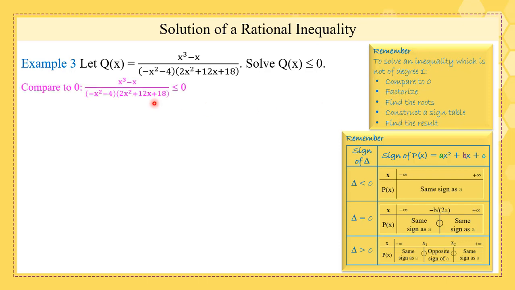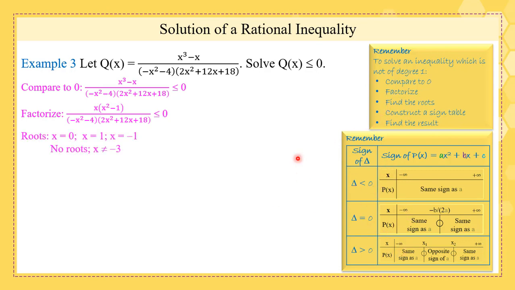First, we compare to 0, and it's already compared. Second, we try to factorize. Now, if we just take x as a common factor in the numerator, we get x into x squared plus 1. Now one might say here, why don't we continue factorizing x squared minus 1 as x minus 1 into x plus 1? It works, but I always advise you when it comes to degree 2 to leave it, because degree 2 has its own formulas.